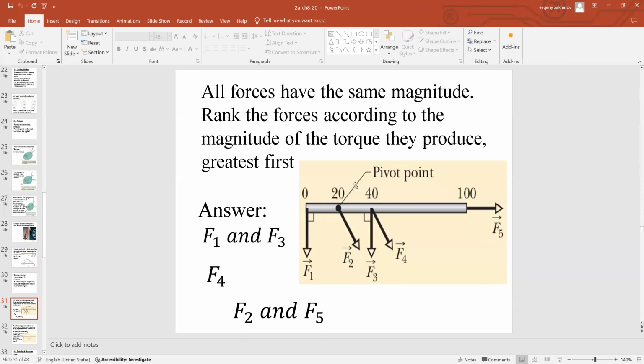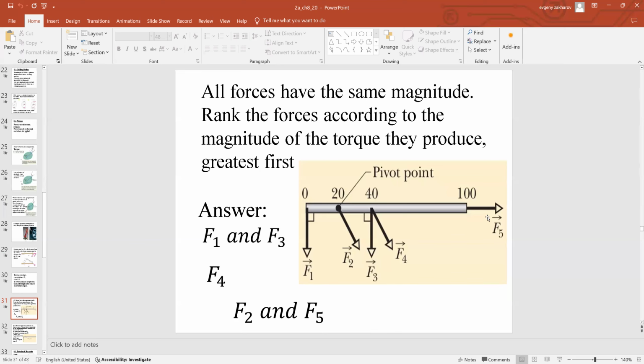F sub 4, that's the line of action. Extend it up and down. And the smallest distance between this line of action and axis of rotation would be somewhere here. This is the moment arm, which is going to be less than 20, times the F sub 4. So F sub 4 will definitely be less than F sub 3, but still in the negative direction. So F sub 3 is greatest with respect to F sub 4. But F sub 2 is just 0, so F sub 2 is even less.